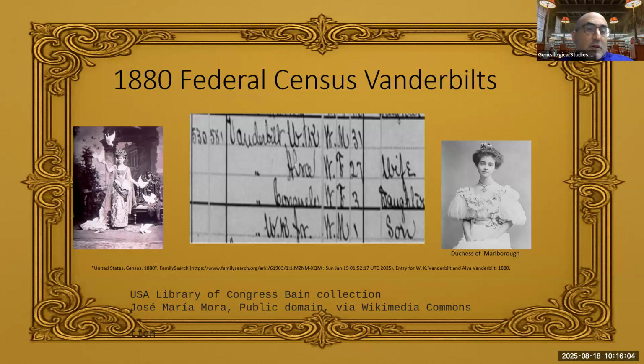Now, I chose to look for the Vanderbilts. Here we have Alva. This is a picture of Alva in 1883, which was taken at her famous ball, which was 3 years after the 1880. Here we have her daughter Consuelo. Now, Consuelo was only 3 years old on the 1880 census, but as many of you know, she will be basically sold into marriage to the Duke of Marlborough, and she will become the Duchess of Marlborough.